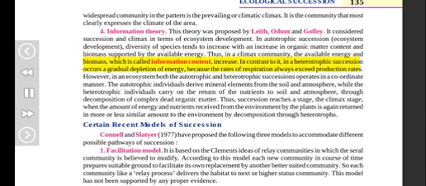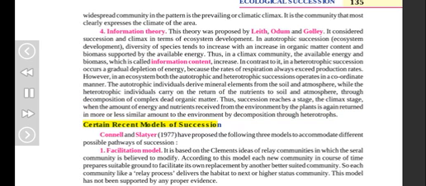In contrast to it, in a heterotrophic succession occurs a gradual depletion of energy, because the rates of respiration always exceed production rates. However, in an ecosystem both the autotrophic and heterotrophic successions operate in a coordinated manner. The autotrophic individuals derive mineral elements from the soil and atmosphere, while the heterotrophic individuals carry on the return of the nutrients to soil and atmosphere through decomposition of complex dead organic matter. Thus, succession reaches a stage, the climax stage, when the amount of energy and nutrients received from the environment by the plants is again returned in more or less similar amount to the environment by decomposition through heterotrophs.